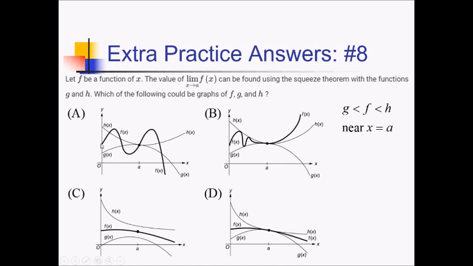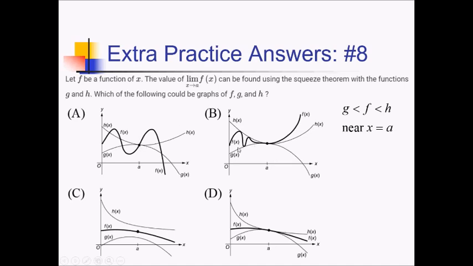Choice A, the f function, which is the bolded one, it's nice of them to make it a different type of line, is going all over the place. It's definitely not between g and h, especially not as you get closer to the point x equals a. So choice A is no good.